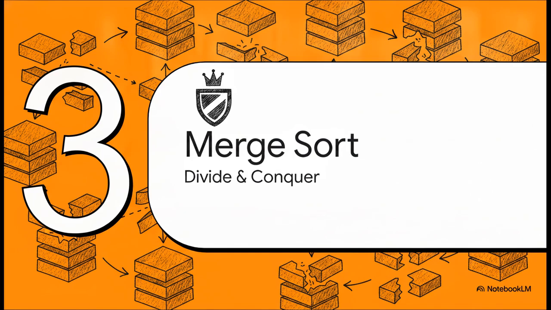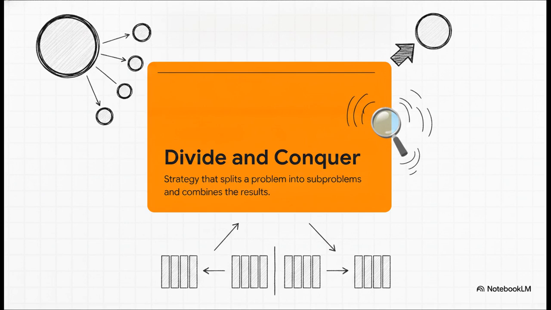All right, Section 3, Merge Sort, divide and conquer. Let's look at a much more reliable approach. Merge Sort doesn't gamble with pivots hoping for a good median split. Not at all.